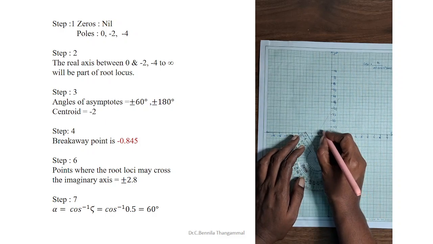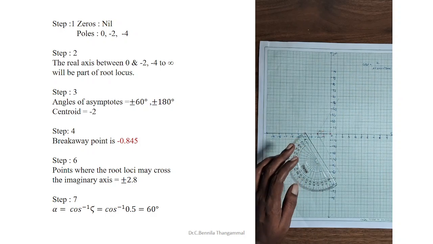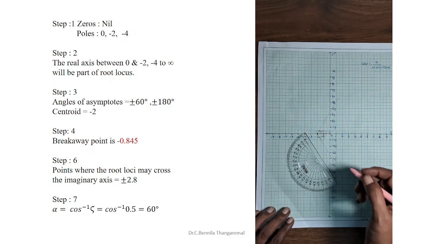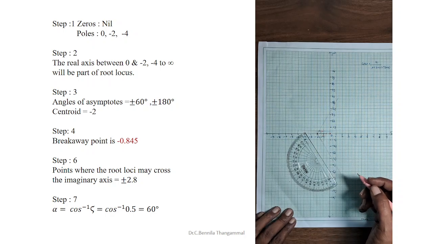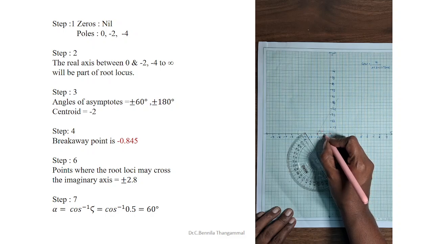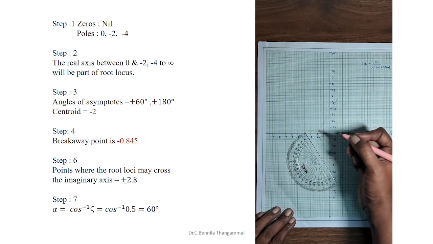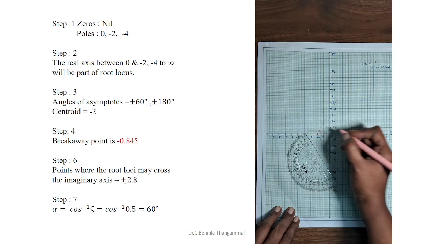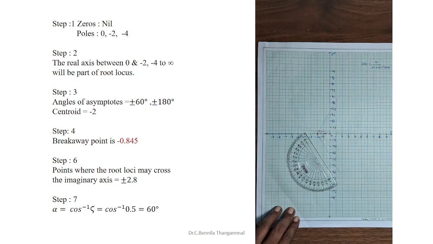Right. So what's your next point? It's going to be your step 4. You have found the breakaway point. What's your breakaway point? Minus 0.845 is going to be the breakaway point. So note this breakaway point here. Then step 5, you don't have angle of departure and angle of arrival, as we don't have complex poles and zeros.